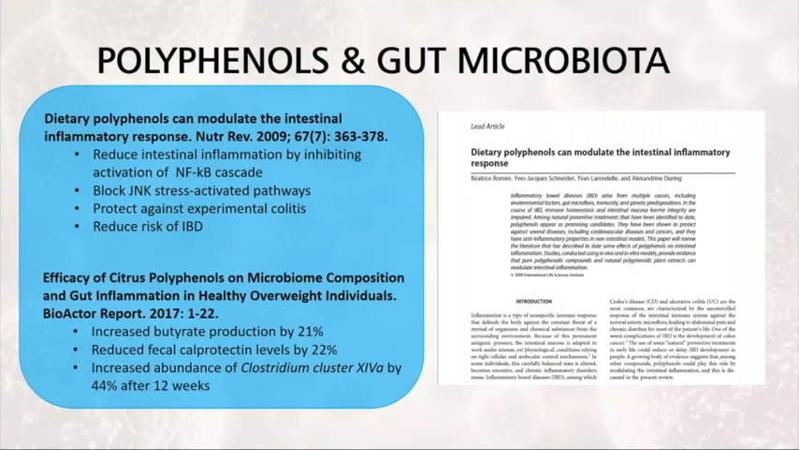And citrus polyphenols have an impact on the gut microbiome as well, and you can see a quite substantial increase in butyrate production, a reduction in fecal calprotectin, which is a nonspecific marker of inflammation in the gut, and they can increase certain Clostridium clusters by 44% after a short 12 weeks.